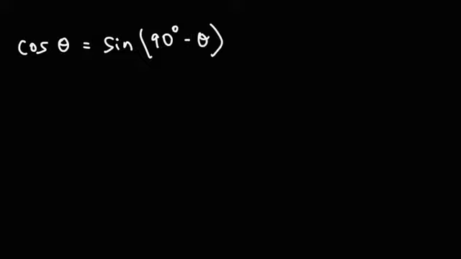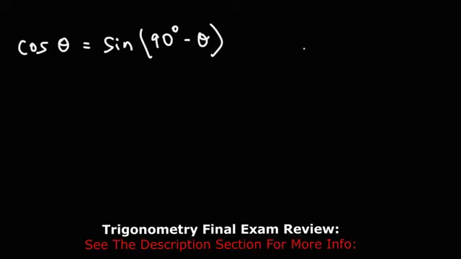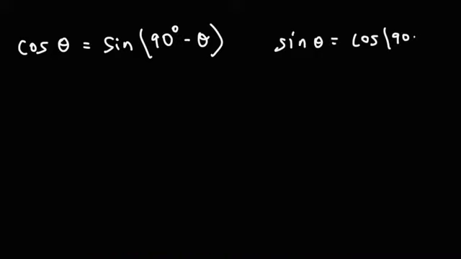Now let's talk about the cofunction identities. Cosine theta is sine 90 degrees minus theta. You can replace 90 with pi over 2. So remember, 180 degrees is equal to pi. If you divide that by 2, you get 90 degrees is equal to pi over 2. Now, in addition to this, the reverse is also true. If cosine is equal to sine 90 minus theta, well, sine theta is equal to cosine 90 minus theta.